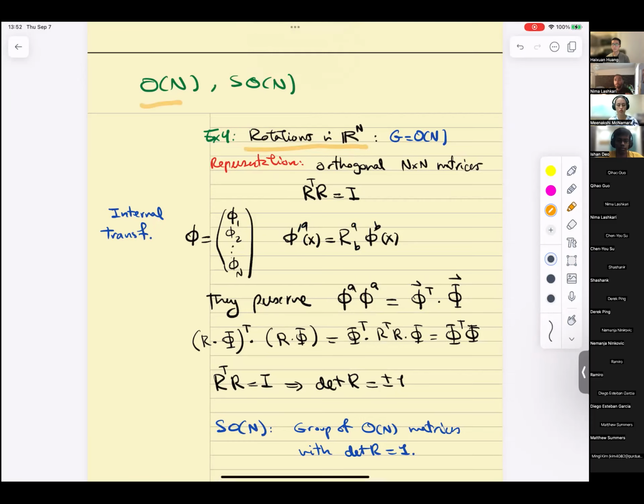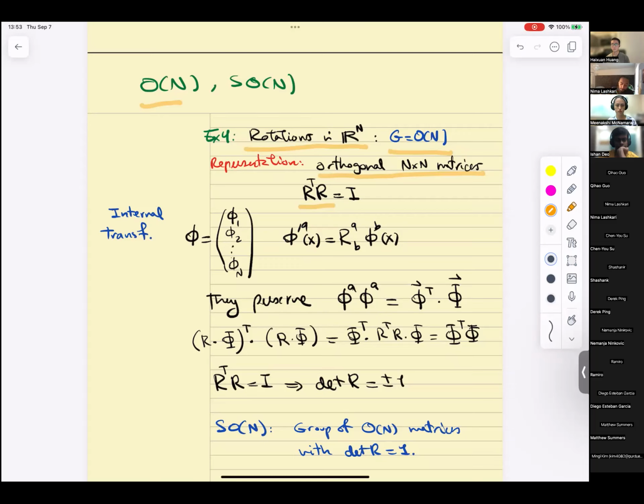So what I'm building on is just generalizing rotations, right? The group is called O(N). One way of defining them is in terms of a representation. It's the group of orthogonal n by n matrices. Orthogonal means R transpose multiplied by R is identity. Right? So you could view this group as some sort of an internal transformation, internal symmetry.